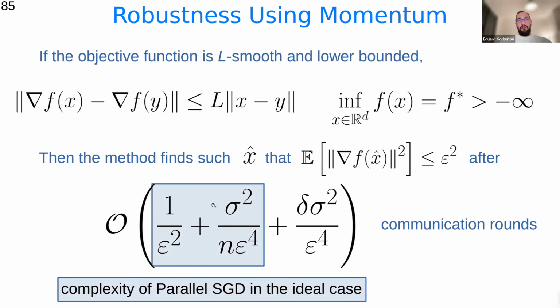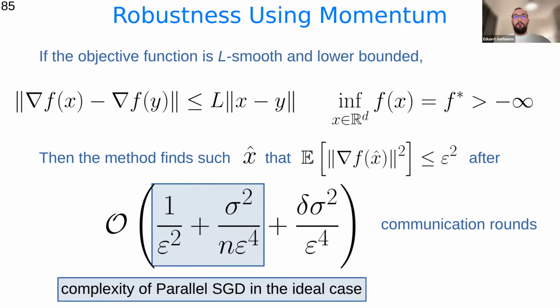So here it is. We have two parts of the complexity bound. The first part is standard; it corresponds to parallel SGD in the ideal case when we don't have any Byzantines. And the second part depends on the fraction of Byzantines, delta, and it is almost the same as the second term here, but instead of 1 over n, we have delta. Delta is always larger than 1 over n if you have at least one Byzantine.